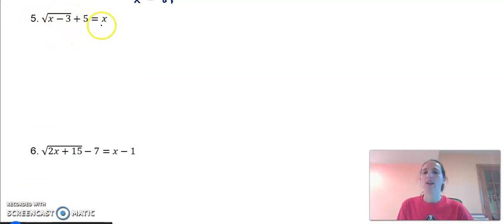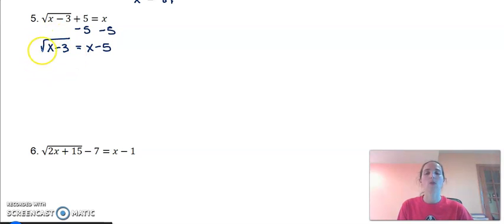Okay, so question number 5, you notice that there's an x on each side of the equation. And so we're trying to solve for x, so typically we put the x's on the same side when we solve. But the difference here is this x is underneath a square root. So we're going to try to get the square root to go away first. So the first thing we're going to do is subtract 5 from both sides. So you're going to have the square root of x minus 3 equals x minus 5.